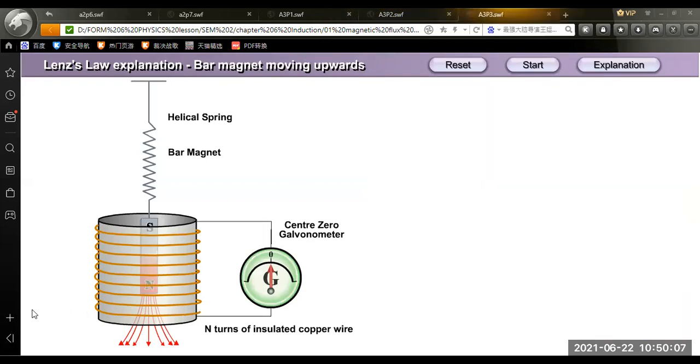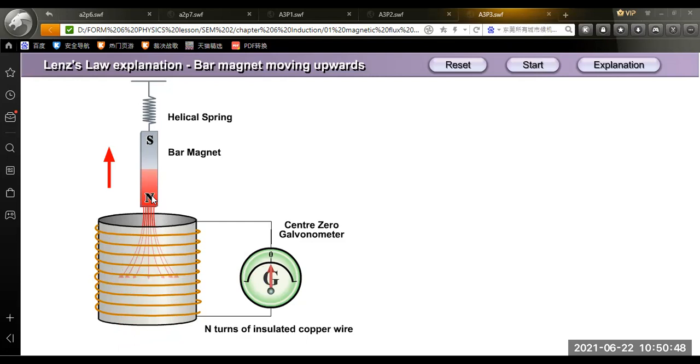What happens when a bar magnet is pulled out? Same thing when a bar magnet is pulled out. The bar magnet is pulled out, that means the bar magnet moves away from the coil. Moving away, Lenz said that it must be opposite. Opposite means it must attract each other. North pole and what pole attract? So this will become south pole. Okay, so you notice it becomes south pole.